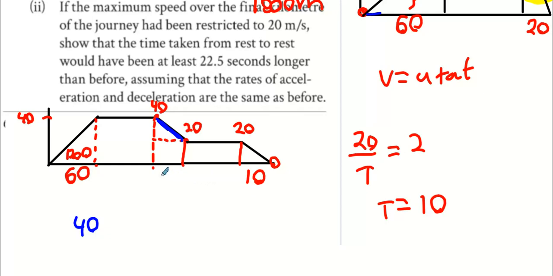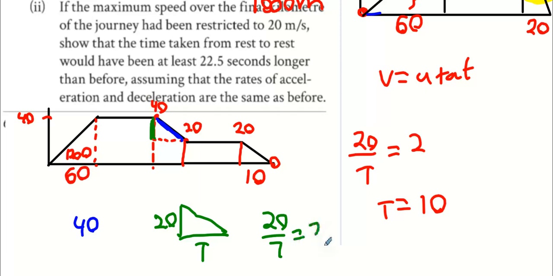20, isn't it? And see this green height here? What would that be height wise? 20, isn't it? And once again, the slope is -2, isn't it? So what'll be your t value? It's 10 again, because the slope is 2, so 20 over t is 2. That's another 10 seconds right there. You cool with that?